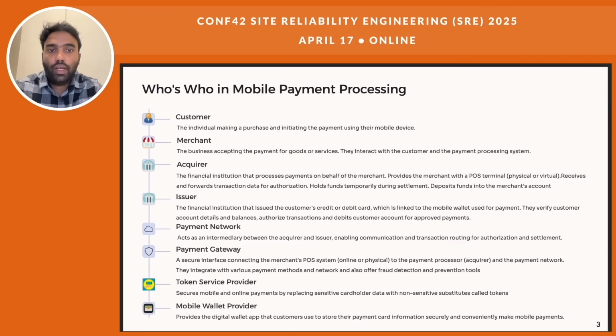Issuer. This is the financial institution that issued the customer's credit or debit card, which is linked to the mobile wallet used for payment. They verify the customer account details and balances, authorize transactions, and debit the customer's account for approved payments. The other player is the payment network, which acts as an intermediary between the acquirer and issuer, enabling communication and transaction routing for authorization and settlement. Some of the most common payment networks are the card brands like Visa, MasterCard, American Express.